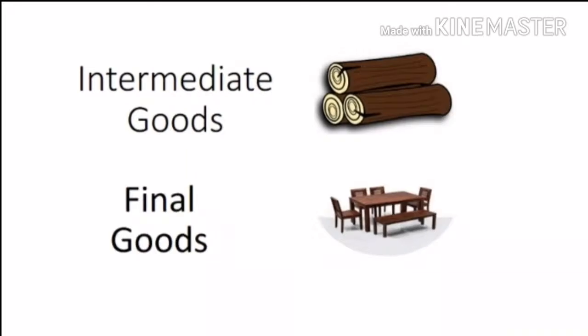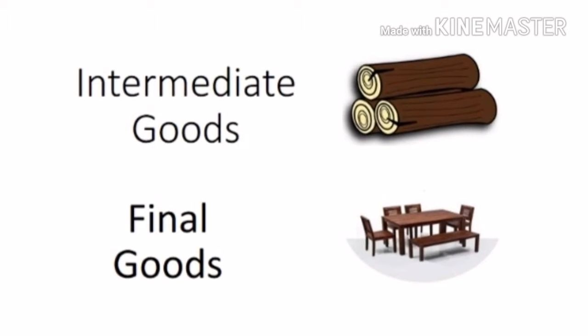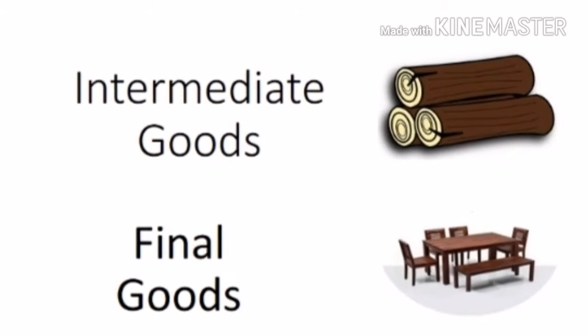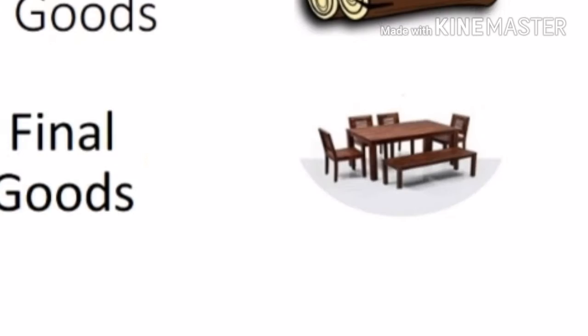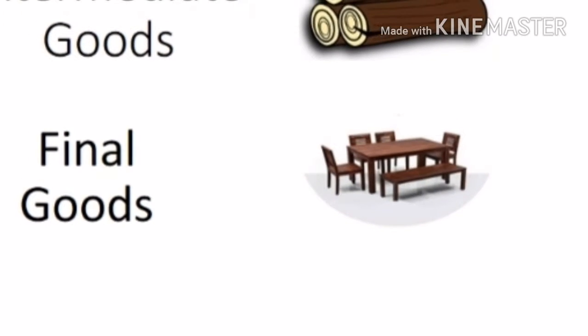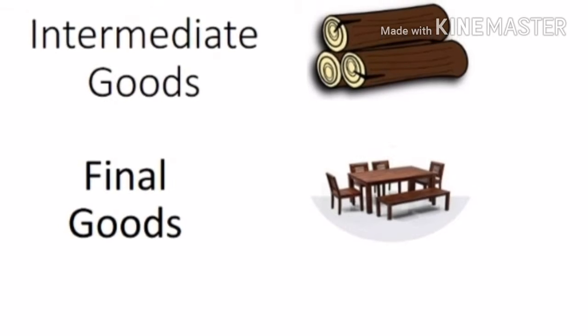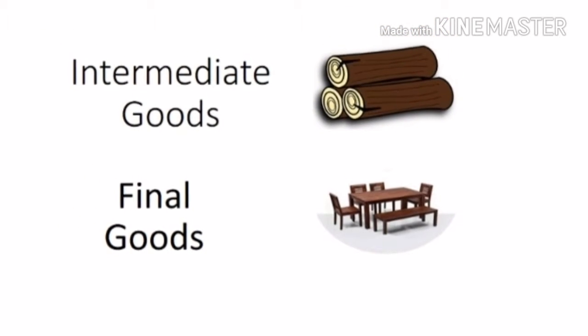Students, for example, we can take the value of a table as rupees 2000. It includes the value of wood, that is rupees 1000. It includes the value of polish, that is rupees 500. So the value of wood and polish is not counted separately. So only final goods and services are counted.